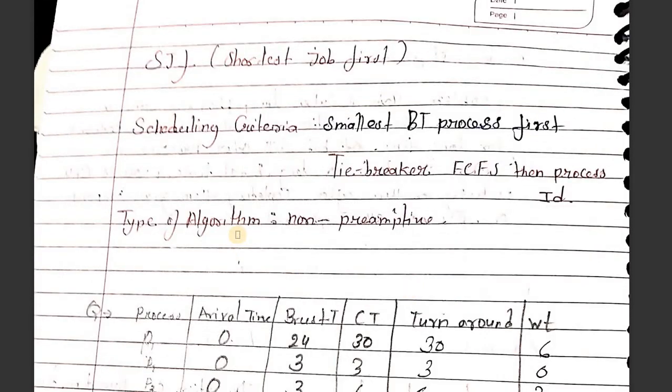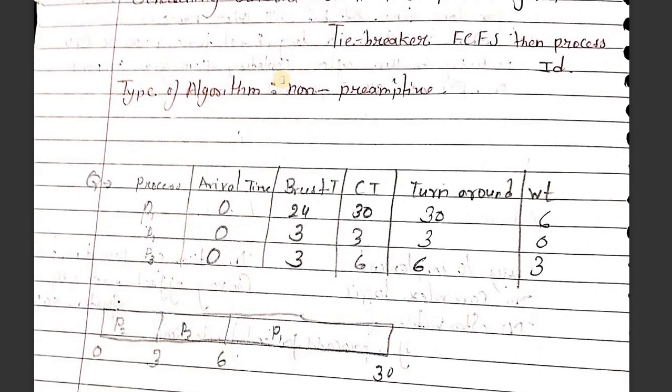The next scheduling algorithm is shortest job first, meaning the process having the shortest burst time. If two or more processes have the same burst time, then priority is decided with the help of FCFS and then process ID. This is a non-preemptive algorithm.